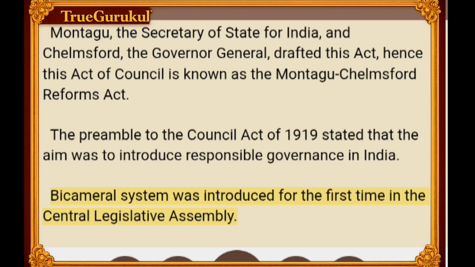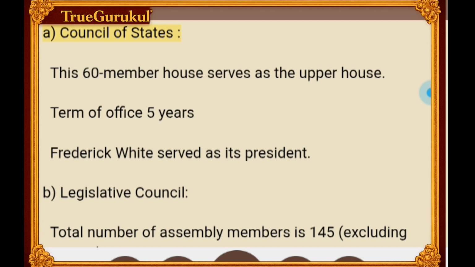Bicameral system was introduced for the first time in the Central Legislature. A. Council of States. This 60-member house serves as the upper house. Term of office 5 years. Frederick Whyte served as its president.